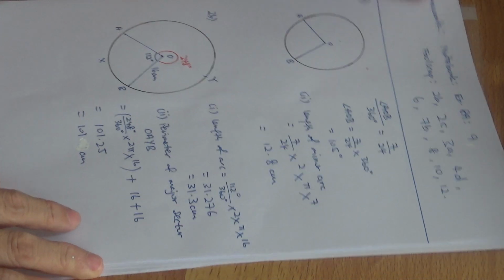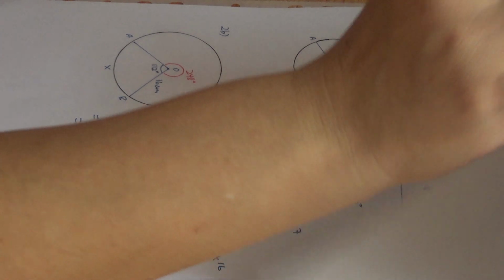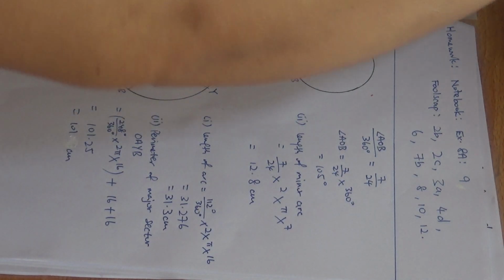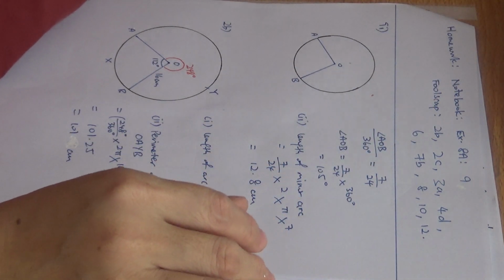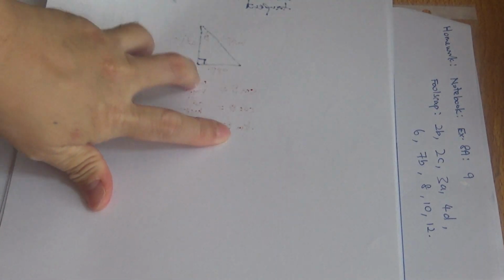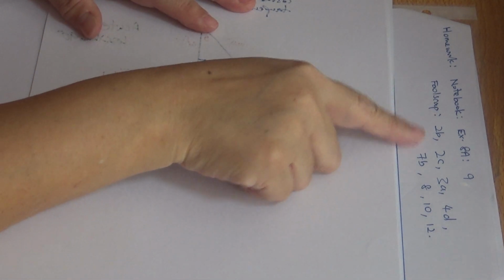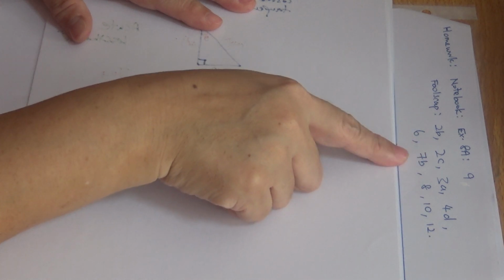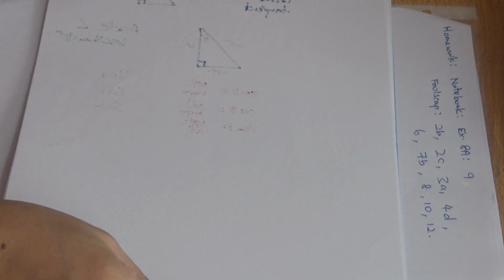Now the following will be done, and you have to do this as your homework. In the notebook, can you please do exercise 8A, question number 9, and on the foolscap 2B, 2C, 3A, 4D, 6, 7B, 8, 10 and 12. You may pause the video if you need to take down the numbers.